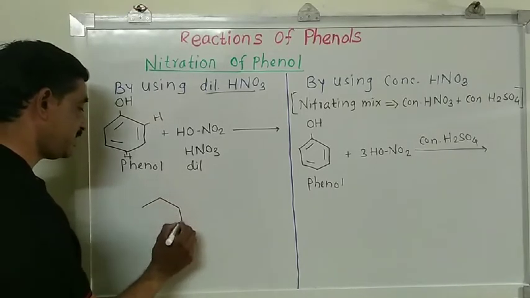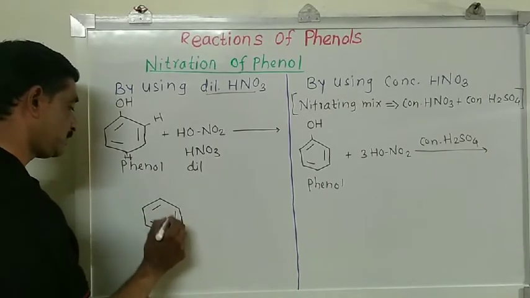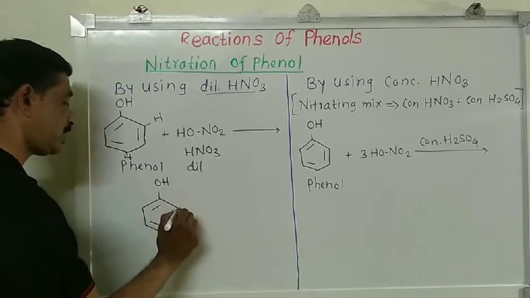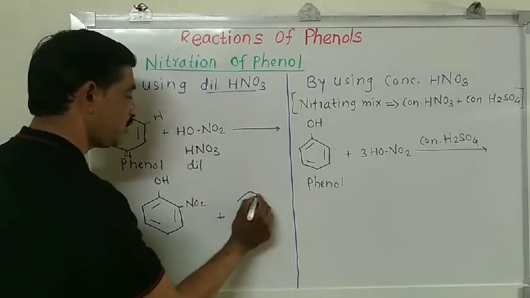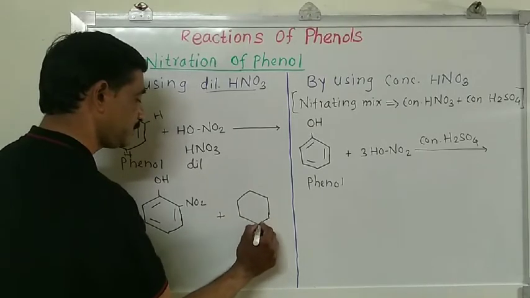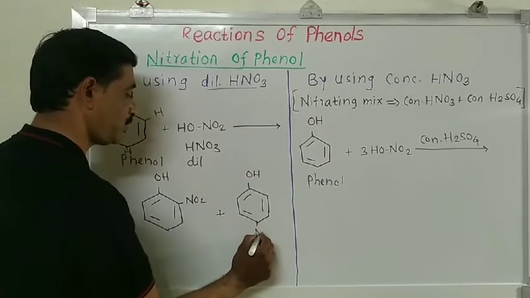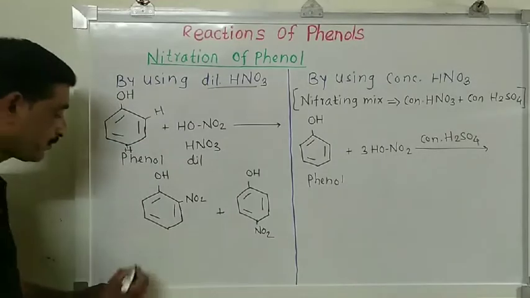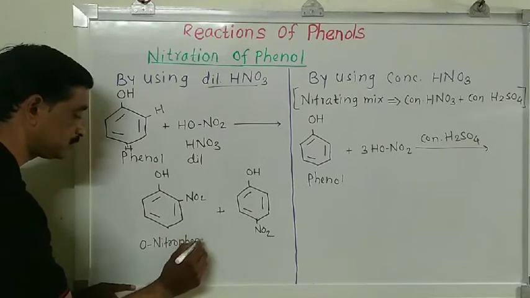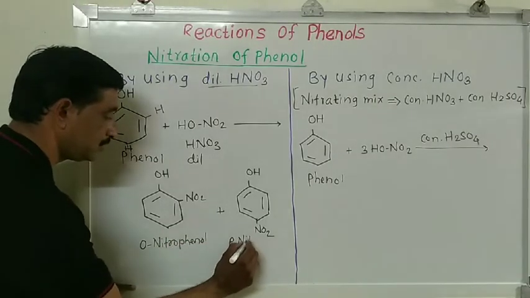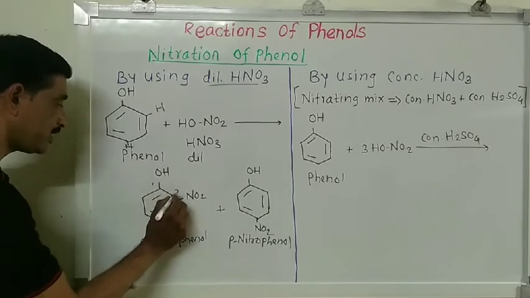So the reaction takes place, see here. In some molecules, hydrogen atom from the ortho position is replaced by the nitro group, and in some molecules, hydrogen atom of the phenol molecule is replaced by the nitro group from the para position, and we get here the product orthonitrophenol, and here para-nitrophenol.